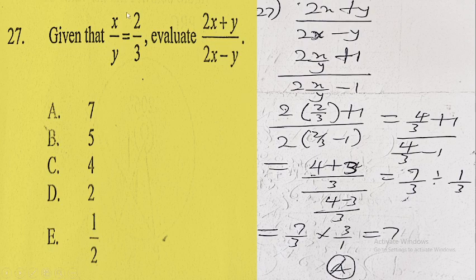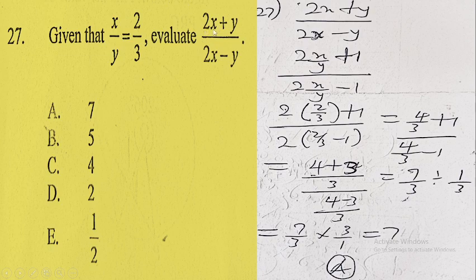Question number 27. Given that x over y is equal to 2 over 3, evaluate 2x plus y over 2x minus y. Now this is also algebraic substitution in algebraic fraction. Majority of the students will make mistakes. They will put x equal to 2 and y equal to 3 into the expression, which is wrong. All you need to do here is, since we have x over y, divide the numerator and the denominator by y, so that you can express whatever we have in this format.